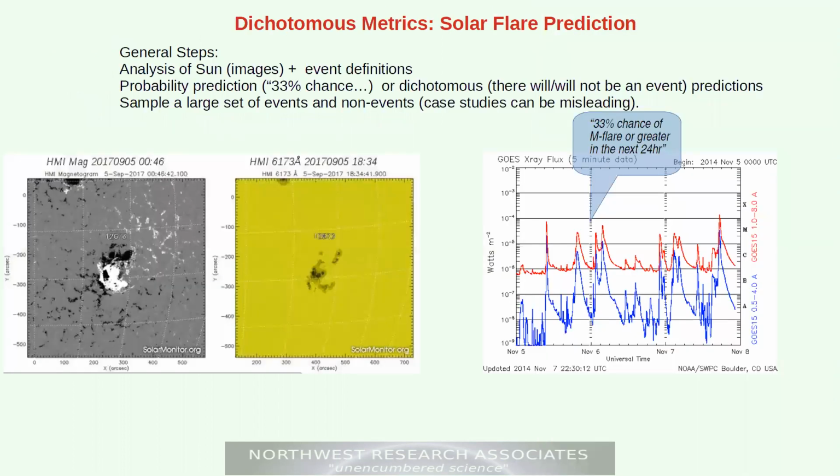Okay, so those were all thinking about spatial and time series types of events. There are also dichotomous metrics, and this is something that I work on a little bit, which is solar flare prediction, where you have the general steps of taking solar data, solar imaging, a lot of historical data, coming up with some rules, and then doing a probability prediction of an event. So you have to define what your event is, and sample a large set of events and non-events. Warning: here case studies can be misleading.